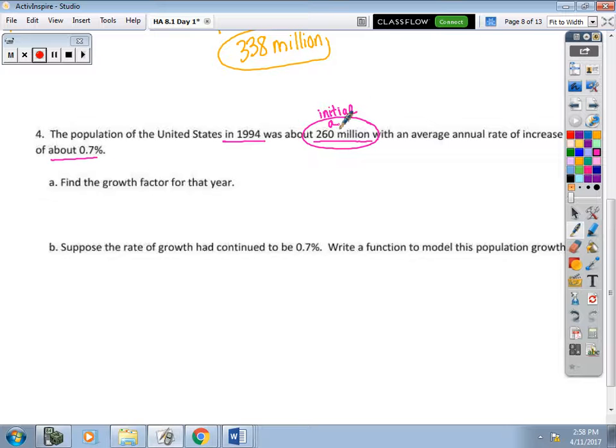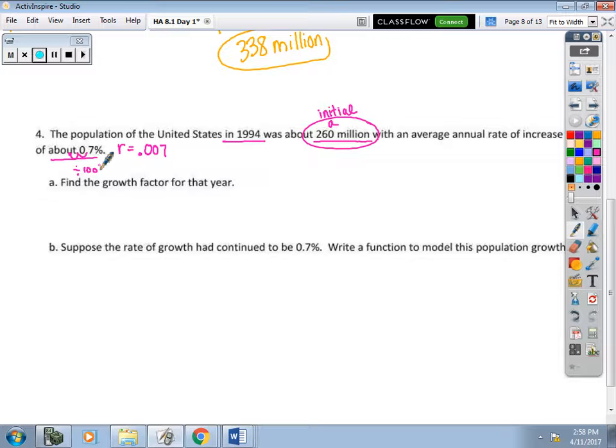So this would be our A variable. The rate of increase is 7%, so this would be our R variable. Now we do need to change that to a decimal, which would be 0.007, since it's 0.7%. Remember to find that R value, you can either move your decimal 2 spaces over to the left, or you could also divide by 100.